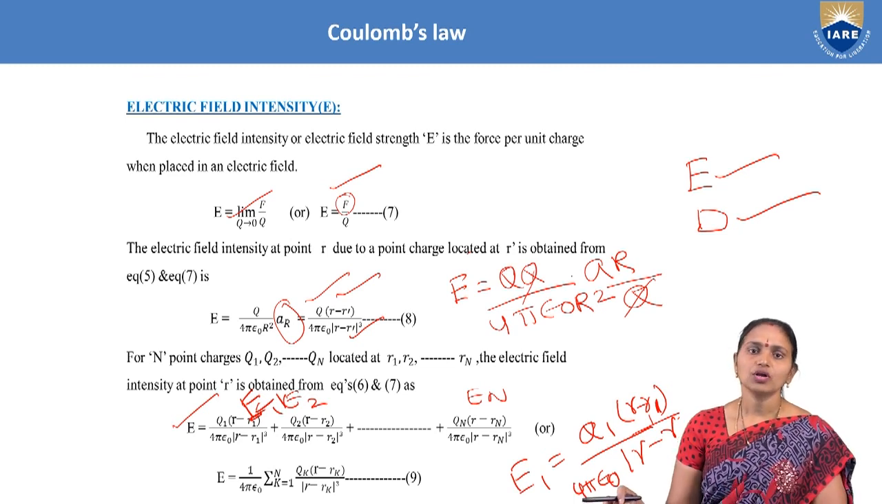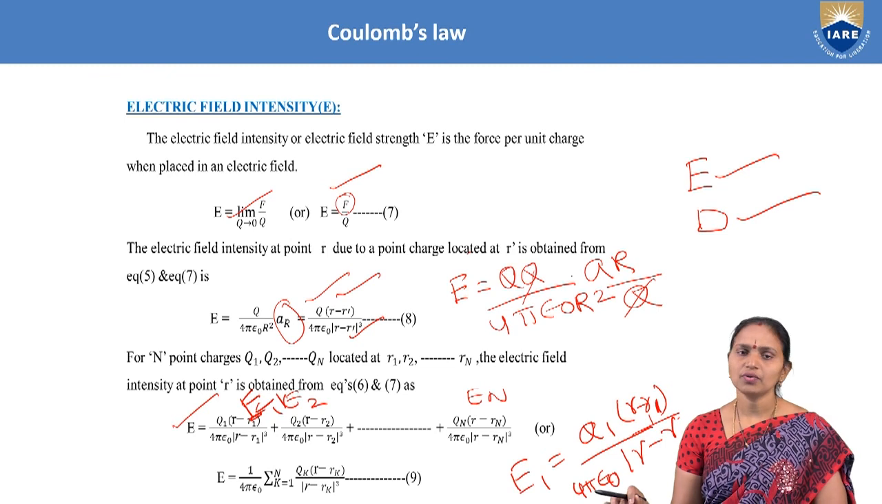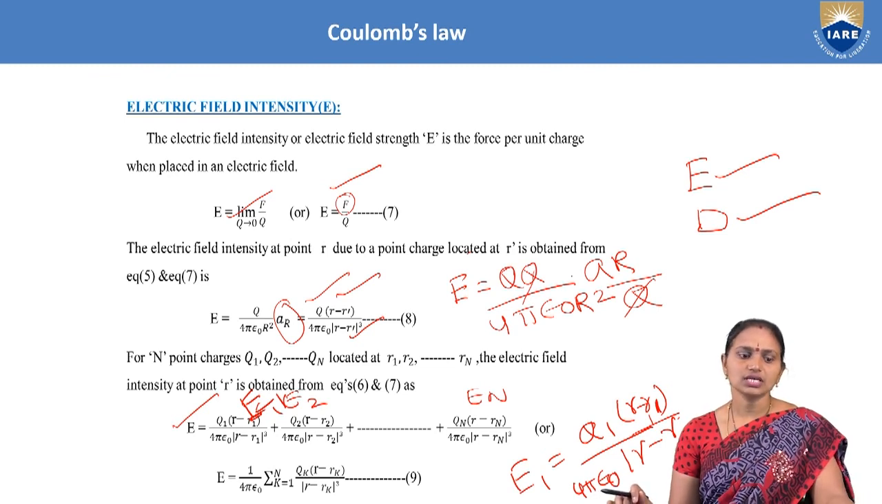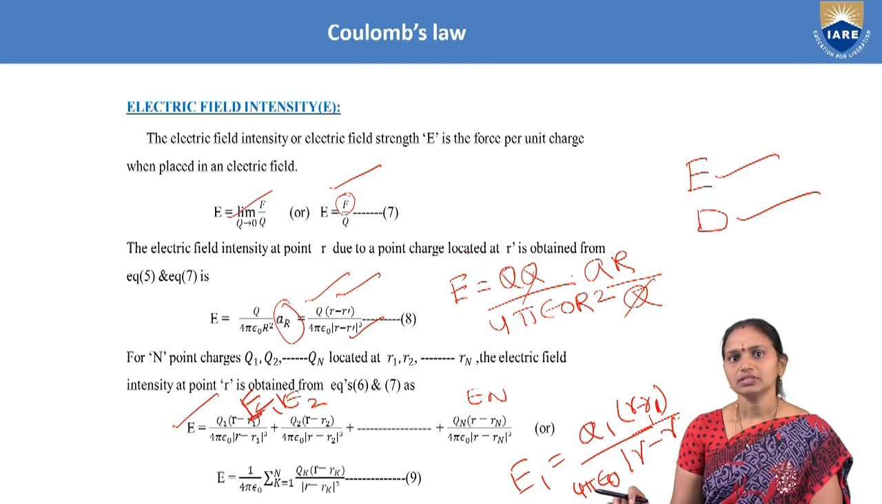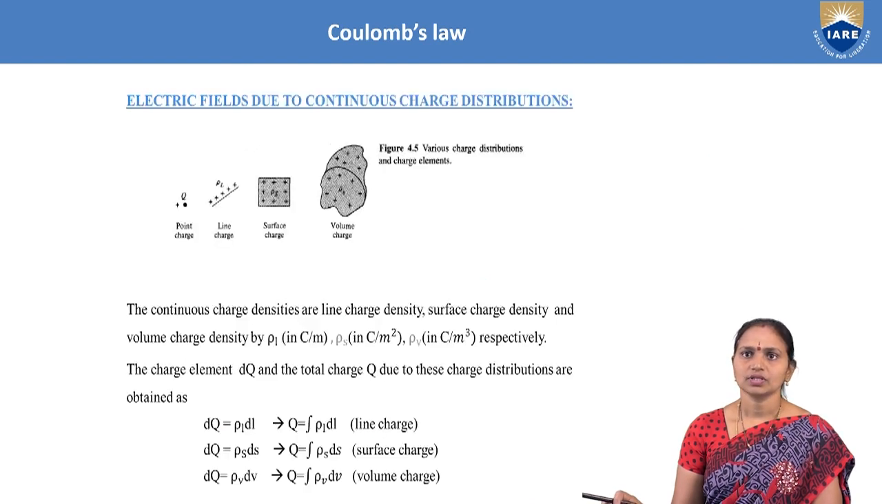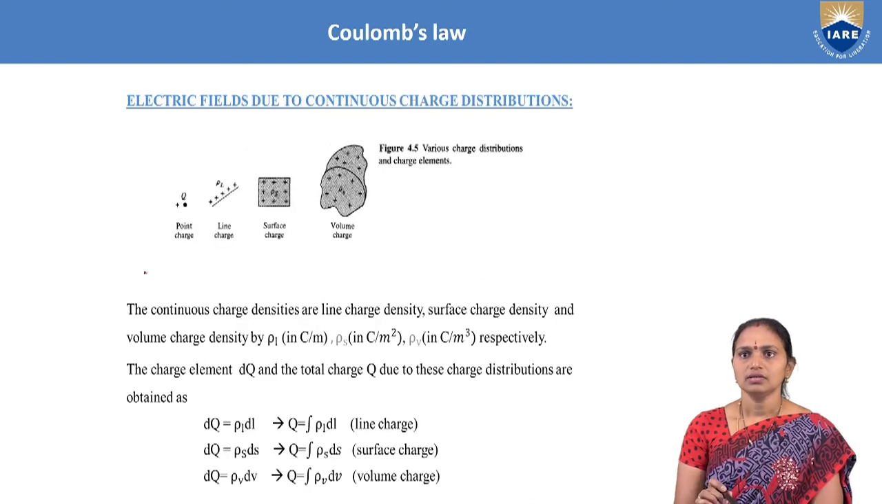And as we all know, charge is not confined to a point, it may be distributed along a line, along a surface or along a volume. If the charge is distributed along a line, along a surface, along a volume, in all the cases we have to derive the equation for electric field intensity. So now this is about the representation of different charges.